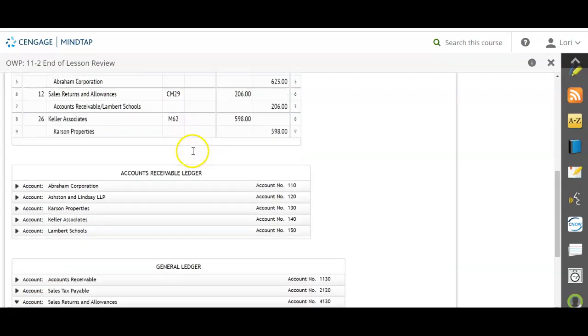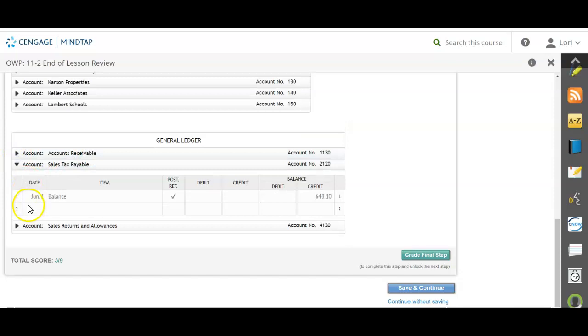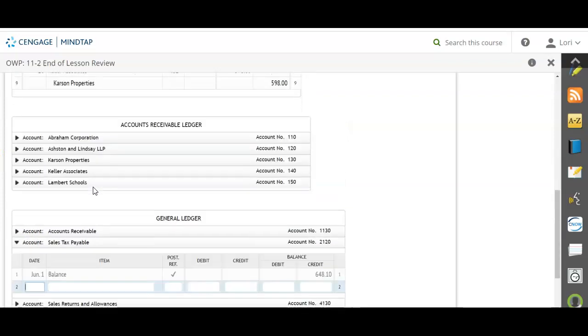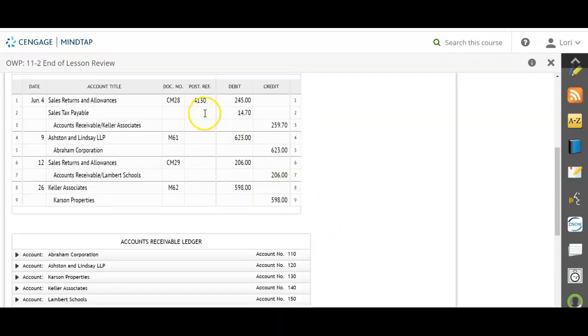Now we're going to sales tax payable. This was on the 4th. Again, it's G12. We're going to debit for $14.70, I think. Yep. And we're going to subtract that from the 648.10. 648.10 minus $14.70. So the new amount we have is $633.40. Again, 2120 goes right here.